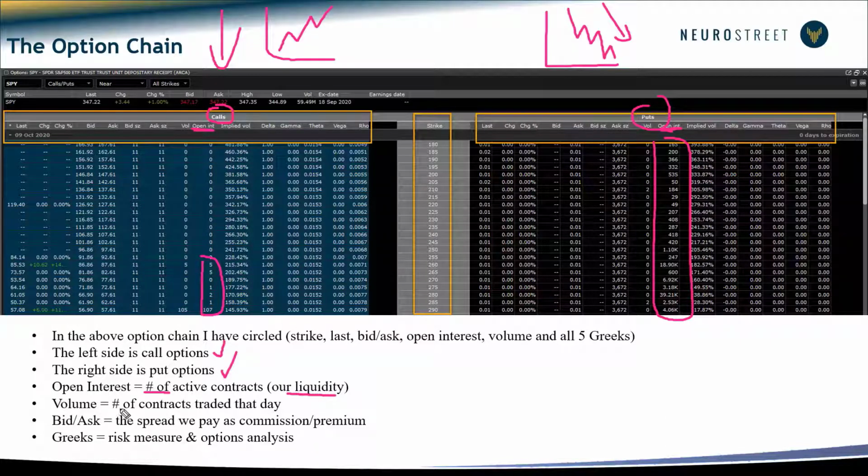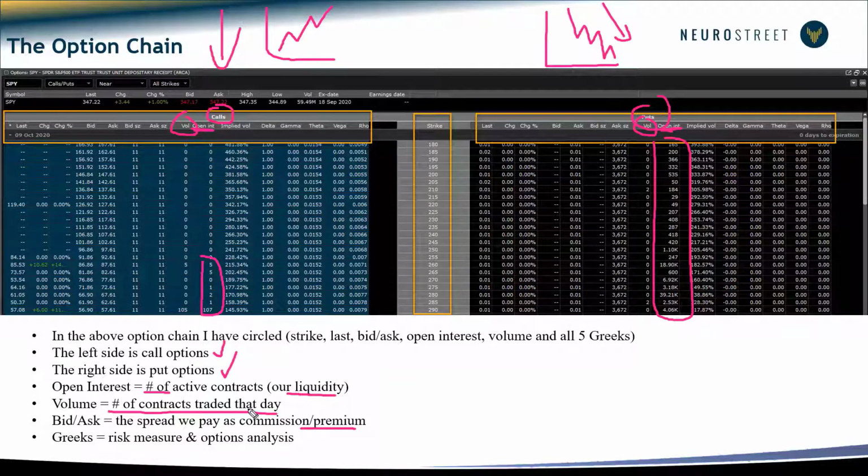And it says volume, the number of contracts traded today. Okay, so you can see the volume column. I took the screenshot, I think it was in the evening, so the markets were closed at the time I did that screenshot, so we'll go and look at some live ones. The bid and the ask is the spread we pay as a commission and a premium.